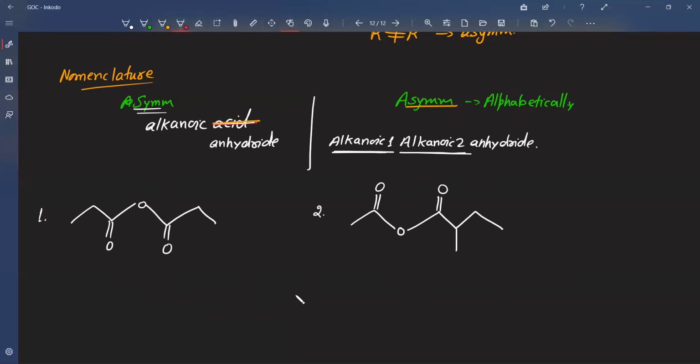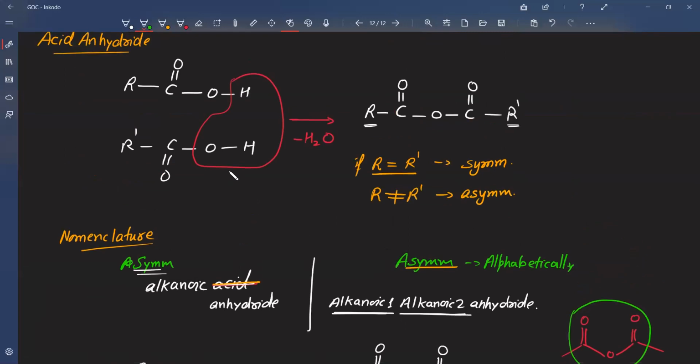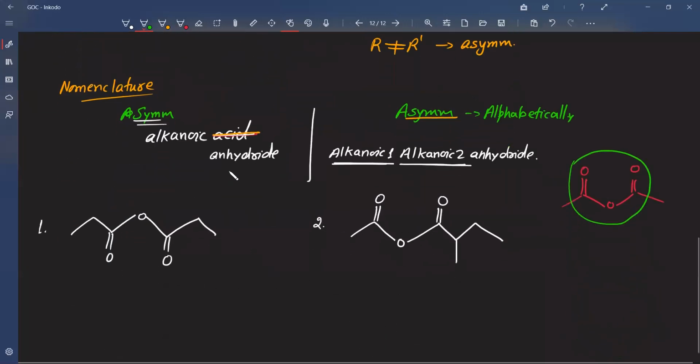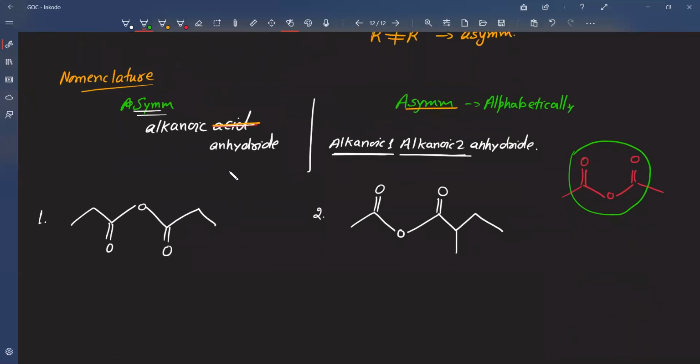So basically, you should watch for this. If you have this somewhere, there's a double O, right? No, it's only one O. Sorry, I got confused. There can be anything here, and there can be anything here. But if you find this, that is an acid anhydride. So now you can name these two.